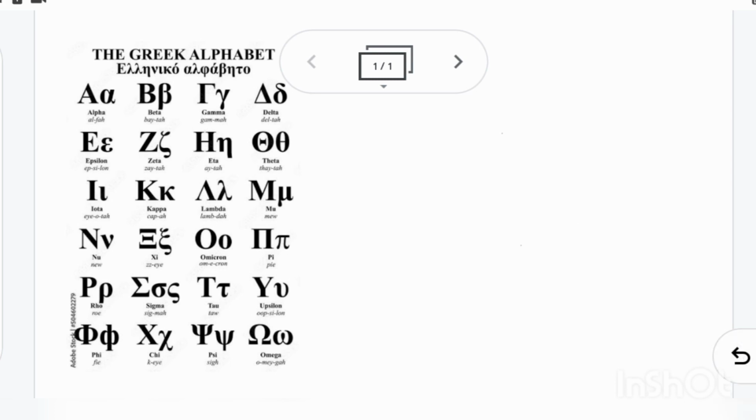Now coming to epsilon. Capital E is the same as capital epsilon, whereas the small one is just a mirror image of 3 in the normal numeric alphabet.